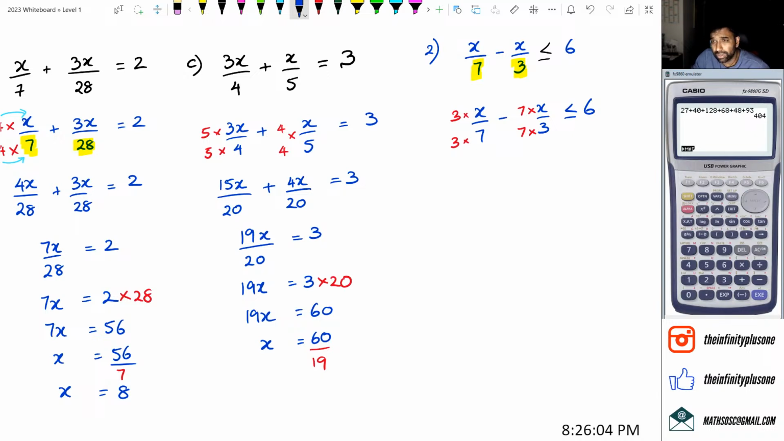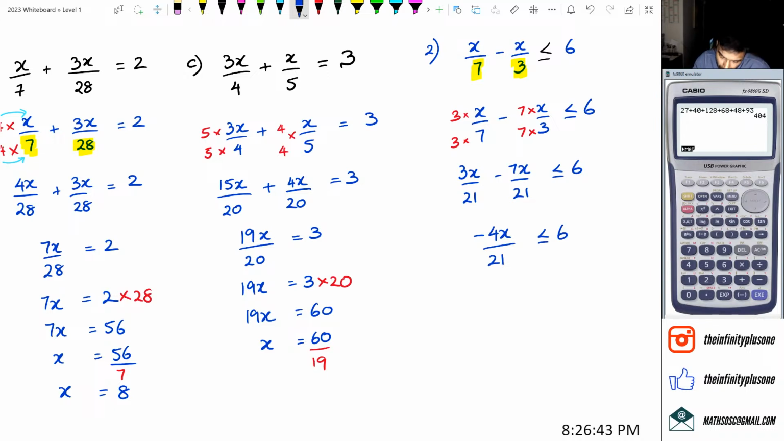So nothing's changed when you look at question C, that first second line. If we go to the next part, we get 3x over 21, take away 7x over 21, and that's less than or equal to 6. So far, everything is the same as what we did before. Carrying on, 3x take away 7x, we write as negative 4x over 21, and this is less than or equal to 6.